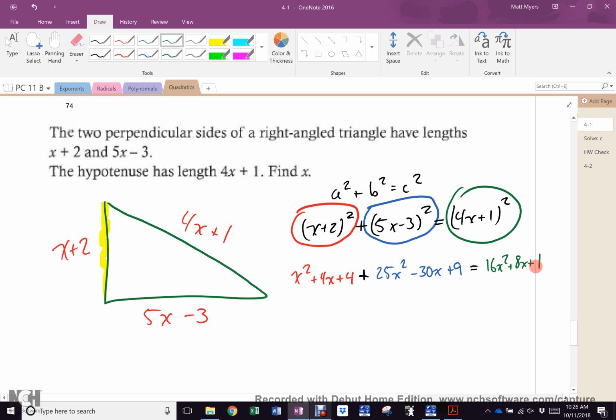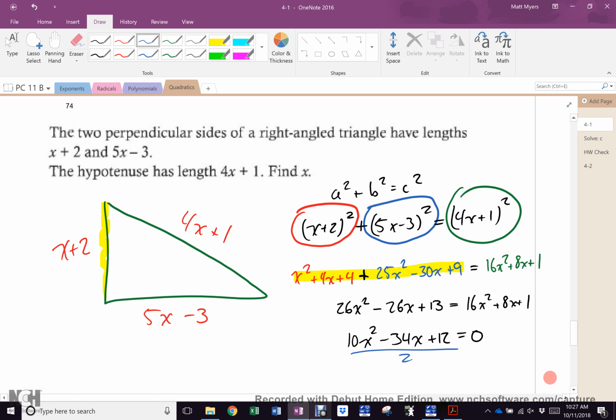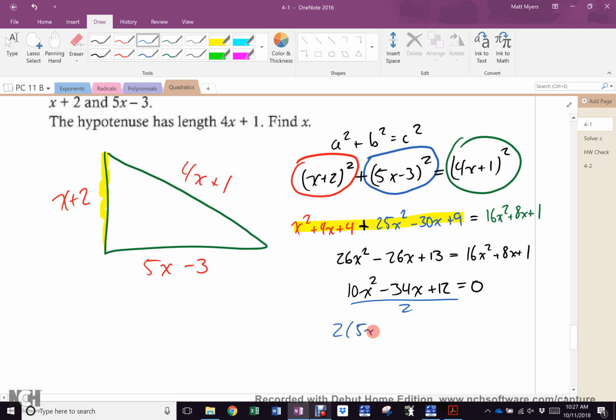Now just collect your like terms. I'll collect this side first. Now I'll collect them all. Then I will factor. Then I will factor again.